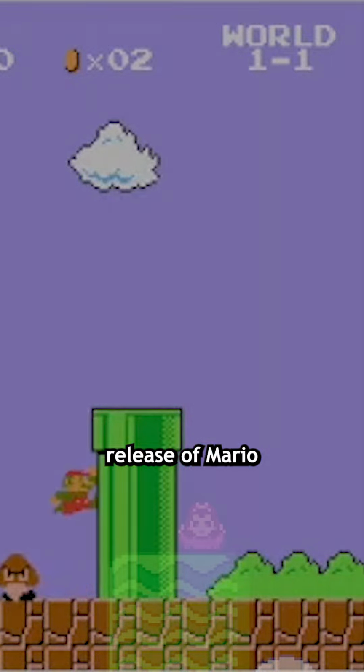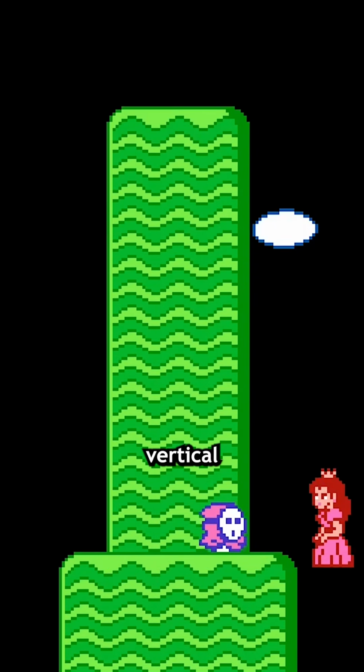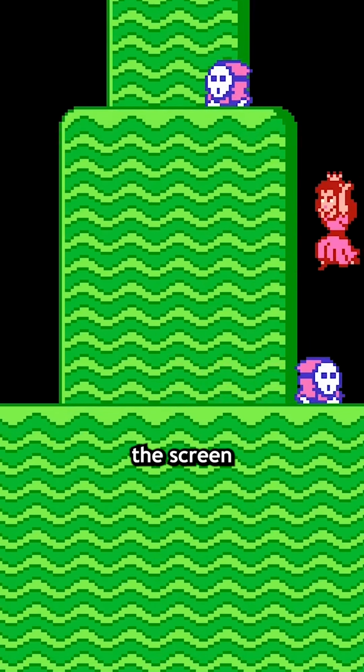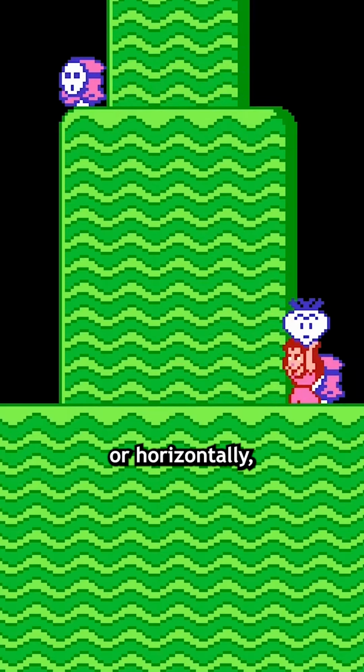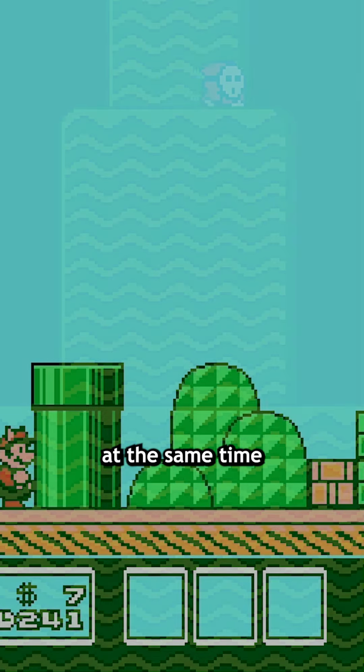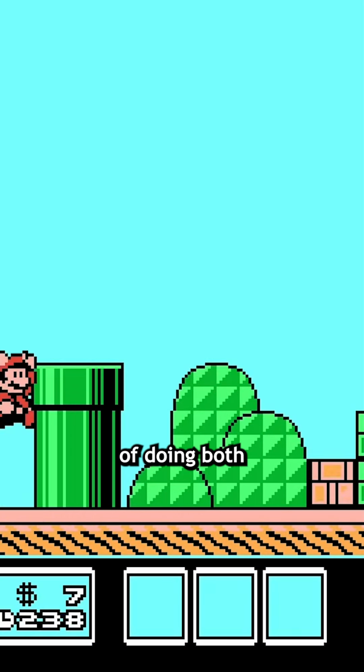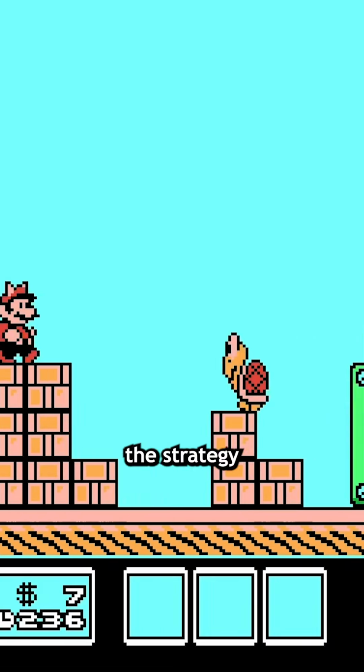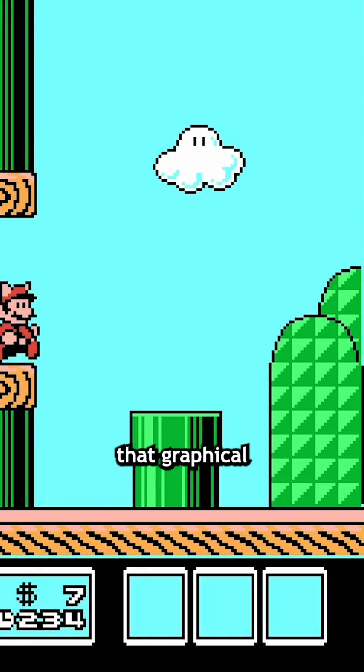The US release of Mario Bros. 2 does in fact have vertical gameplay, but you may notice that the screen only ever scrolls vertically or horizontally, never both at the same time. Mario 3 on the other hand is capable of doing both and scrolling diagonally. The strategy needed to do this is what creates that graphical glitch.